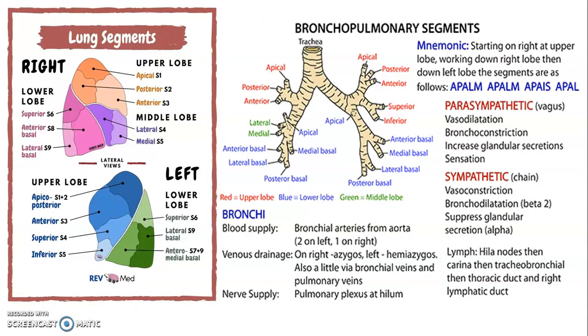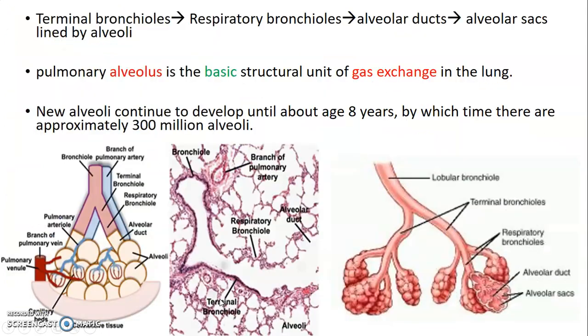So next we continue with the bronchioles. We've covered bronchi, primary, secondary, and tertiary bronchi with the bronchopulmonary segments. So we move to the terminal bronchioles. From the terminal bronchioles, they'll branch into respiratory bronchioles, into the alveolar ducts, alveolar sacs, which are lined by alveoli. So you have your terminal bronchioles, respiratory bronchioles, alveolar ducts, and alveolar sacs lined by alveoli. The alveoli are the ones for gaseous exchange. They are simple squamous cells that allow gaseous exchange, and usually they continue to develop until 8 years of age, and they're usually 300 million.